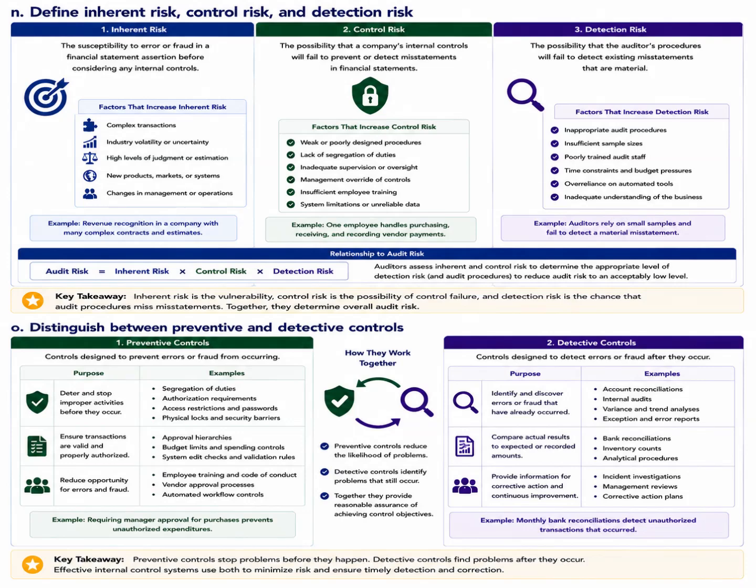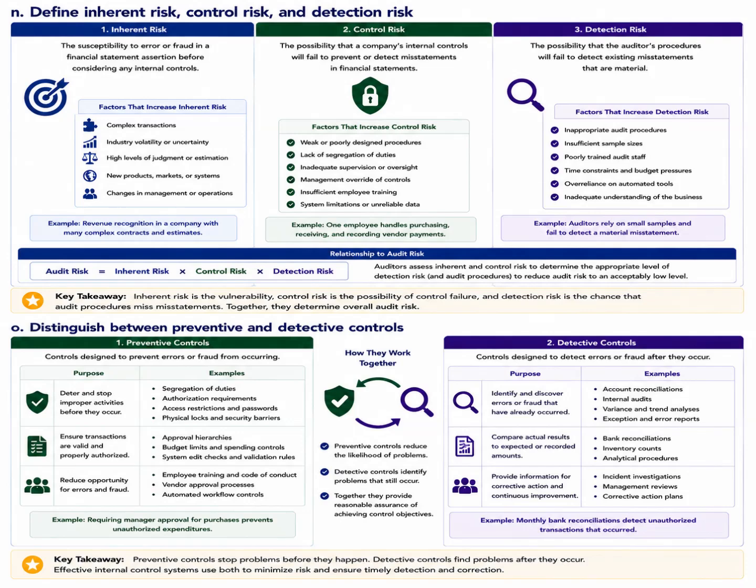O. Distinguish between preventive and detective controls. Preventive controls aim to stop errors or fraud before occurrence. Examples include segregation of duties, authorization requirements, and access restrictions that block improper activities in advance. Detective controls identify issues after they occur. Reconciliations, internal audits, and variance analyses help uncover discrepancies and enable corrective action.